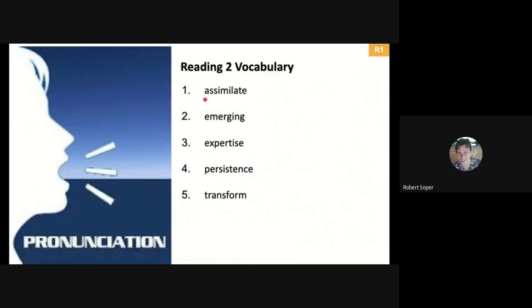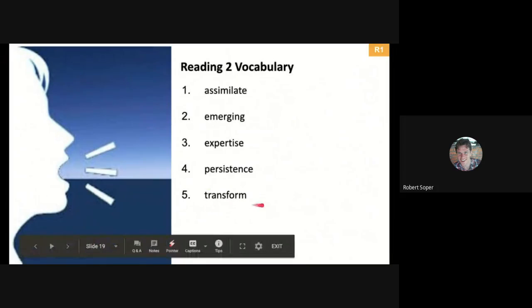So number 1, assimilate. Number 2, emerging. Number 3, expertise. Number 4, persistence. And number 5, transform.